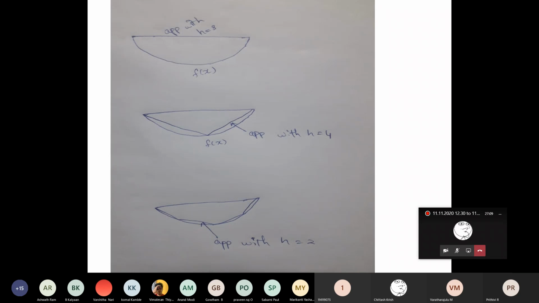From this session, we conclude that as the non-linearity increases, the error also increases, and with the step size the error also increases.